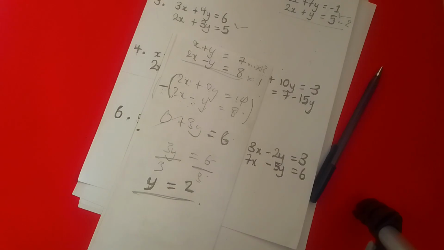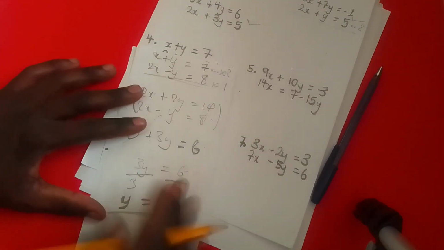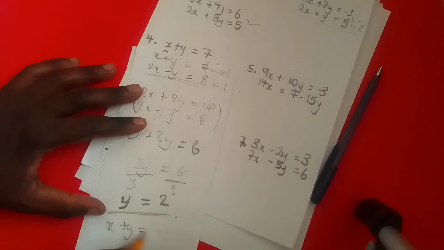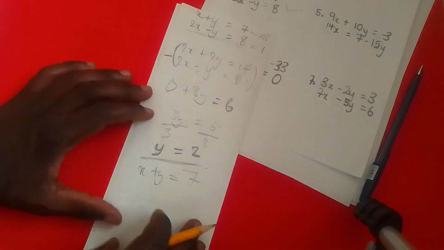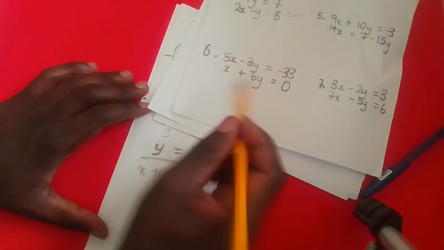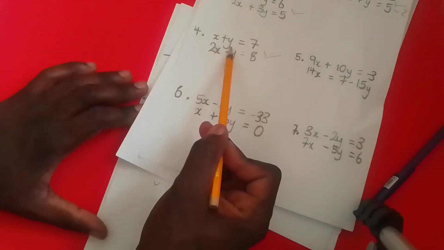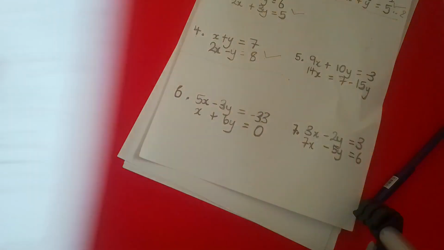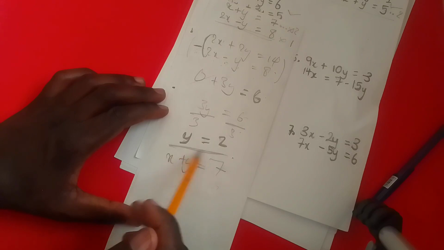So for you now to be able to find the x variable, you can substitute y with 2 in any of the equations that you could choose. In this case, I'm going to choose equation 1. Equation 1 is saying x plus y is equal to 7. Let me bring this closer to you so that you can see. I've chosen equation 1, which is saying x plus y is equal to 7, right? But we've solved for y and we found that y is equal to 2.